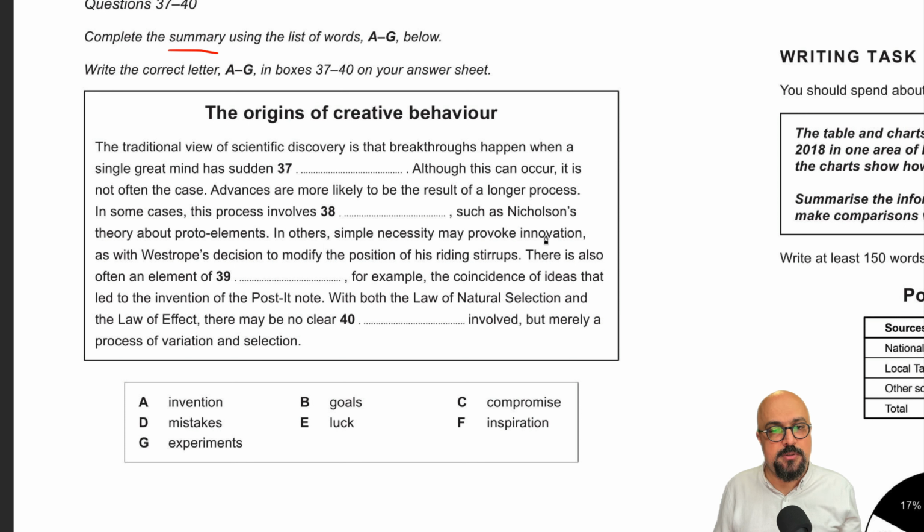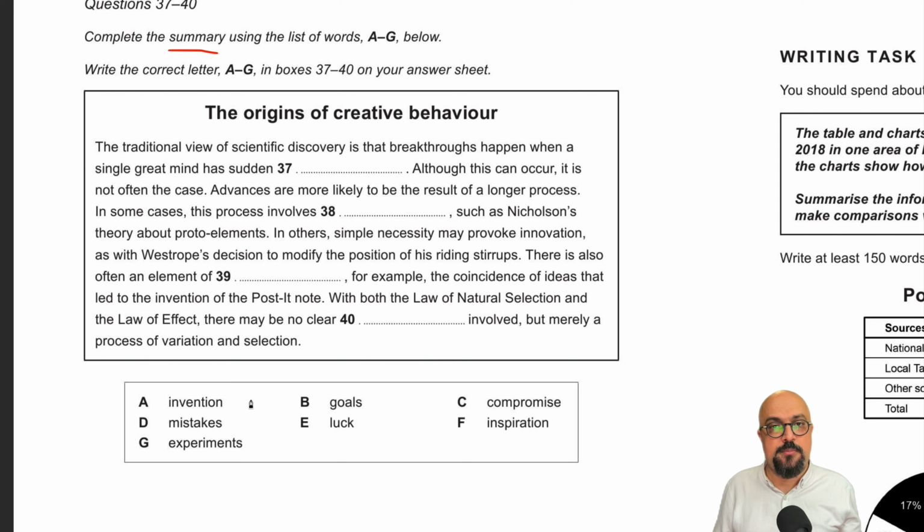Okay, simply a decision to modify the position of his riding stirrups. So you see, we are familiar with all these things. There's also often an element of blah blah. For example, the coincidence of ideas that led to the invention of the post-it note. With both the law of natural selection and the law of effect, there might be no clear involved, but merely a process of variation and selection.